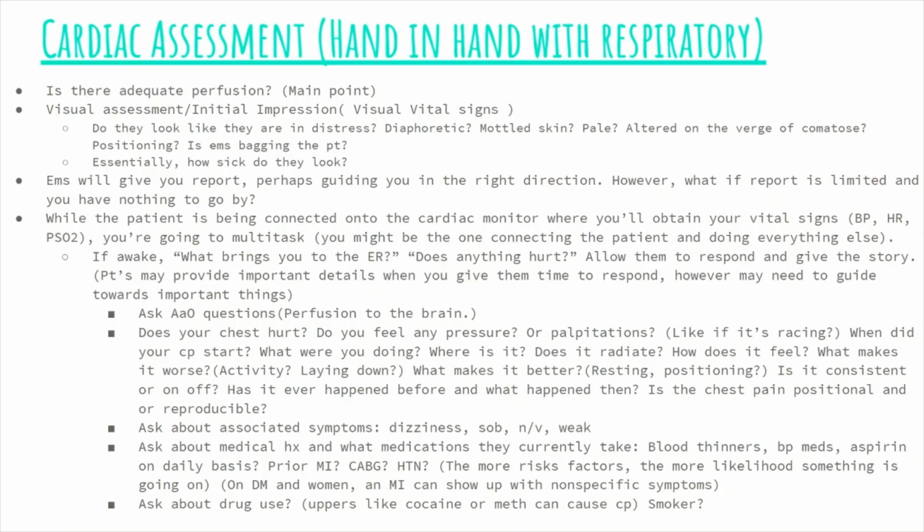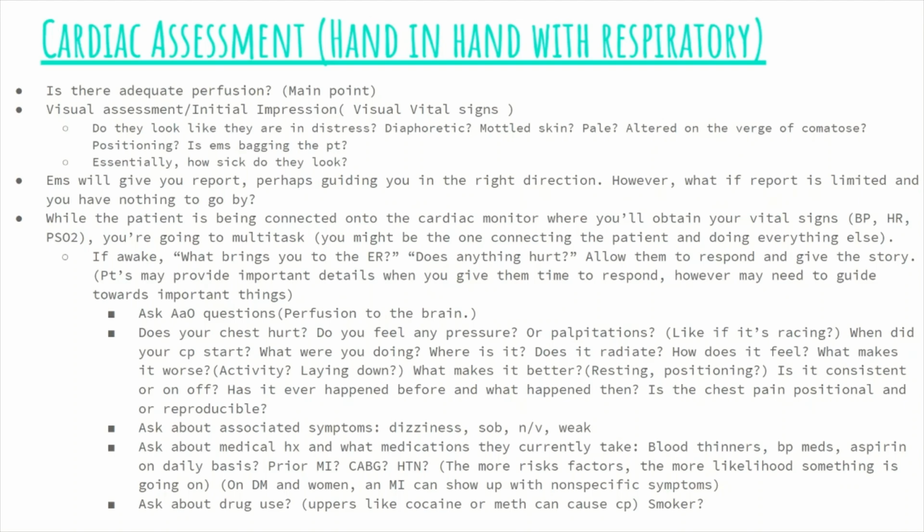The first part of the cardiac assessment is the visual assessment, otherwise known as the first or initial impression. I like to call it the visual vital signs. It just sounds a little more fun for me. Here, we simply look at the patient and determine if they look sick. Do they look sick, right? The things that we need to be looking out for are things like mottled skin, diaphoresis, do they look pale, do they look altered? And things like, are they slouching in a weird position? Do they seem like they're guarding? And then some obvious things like, is EMS already bagging them when they're walking through those doors, right?